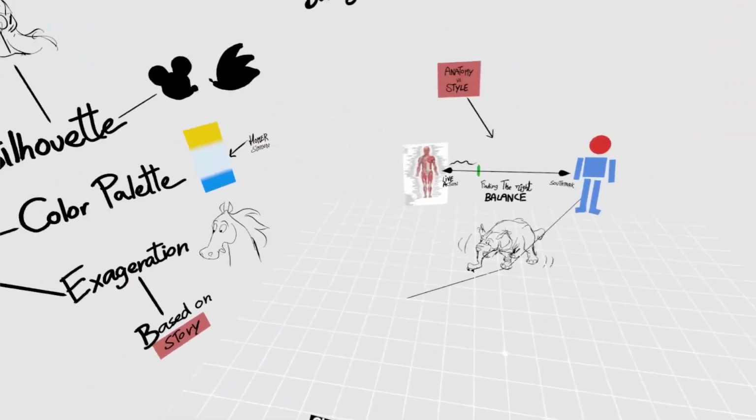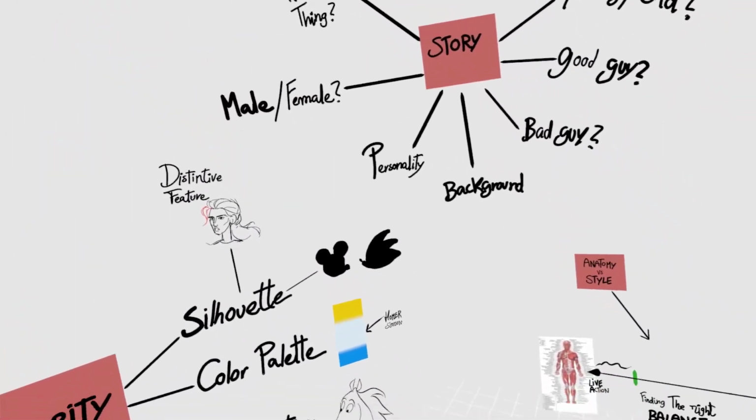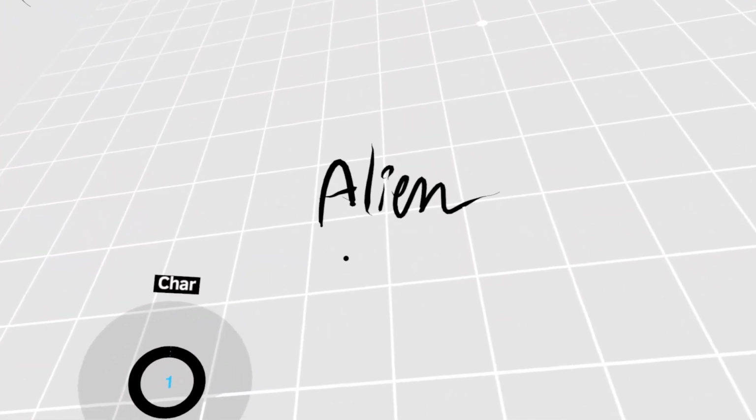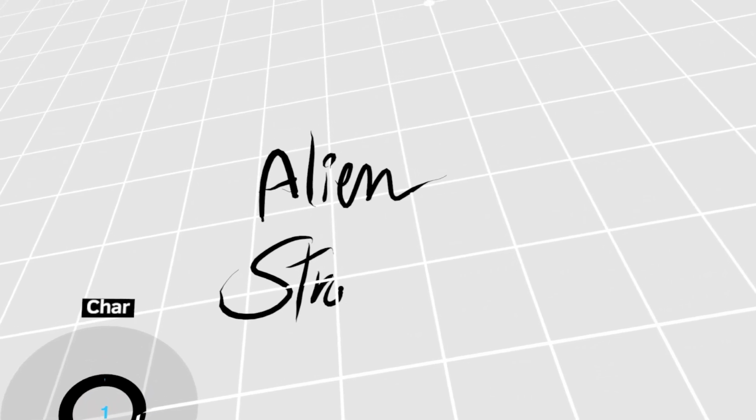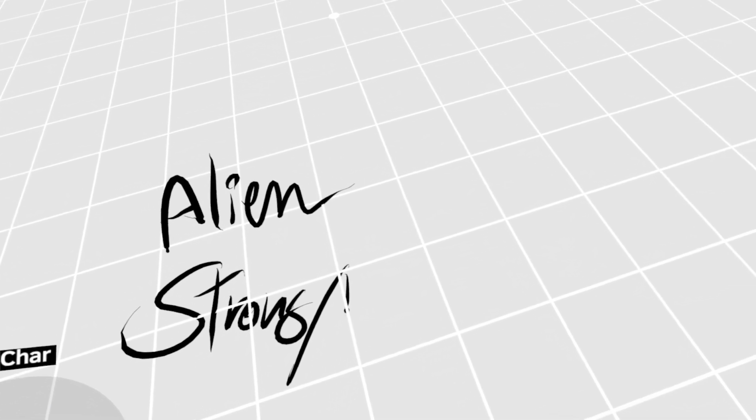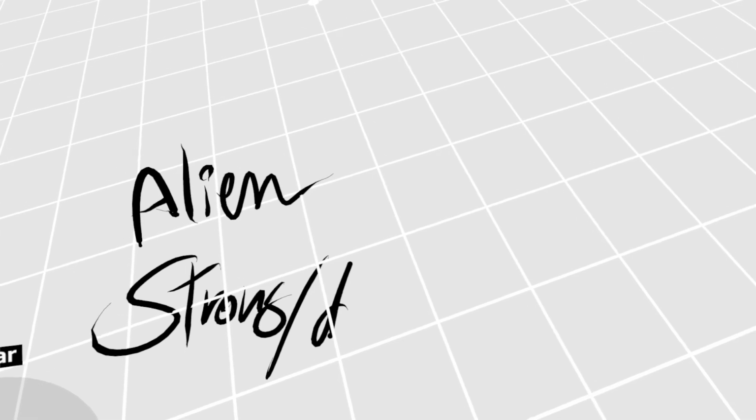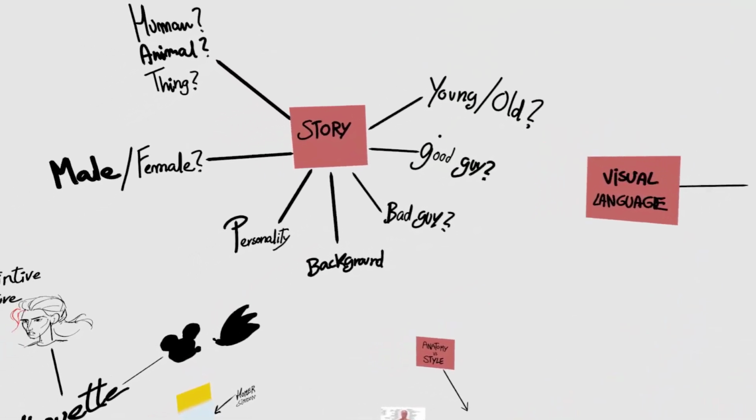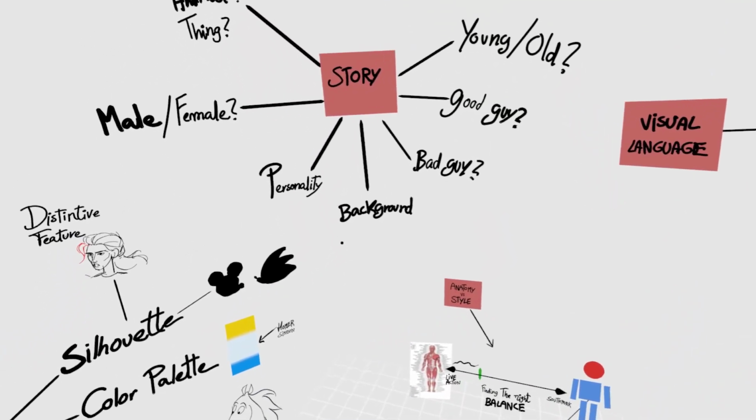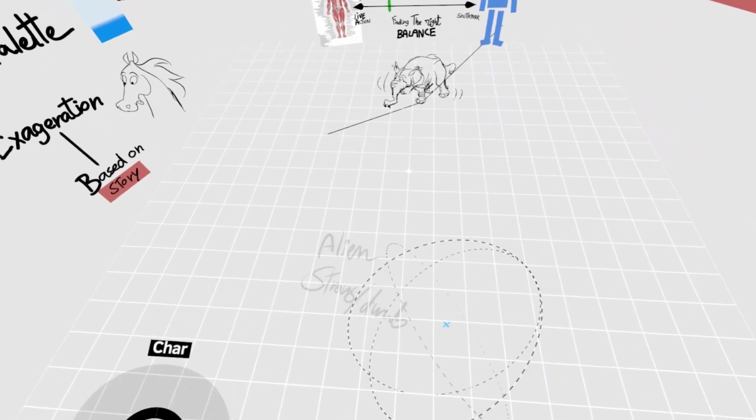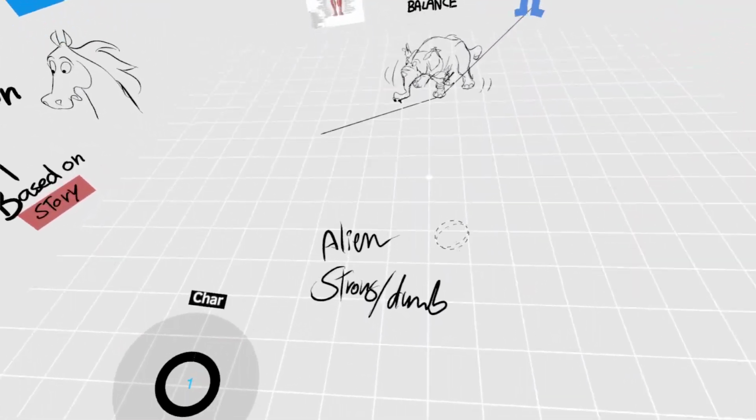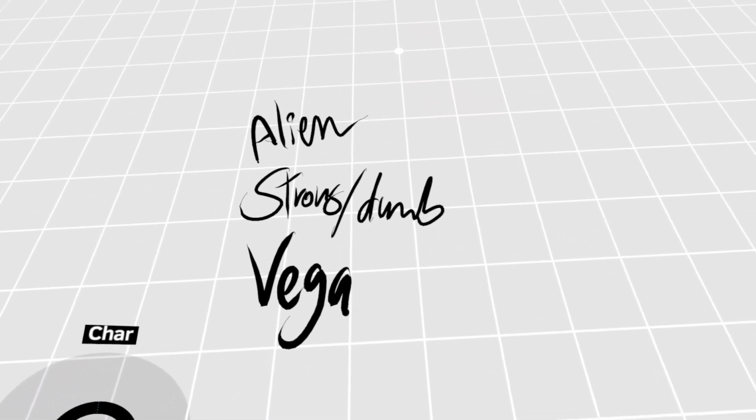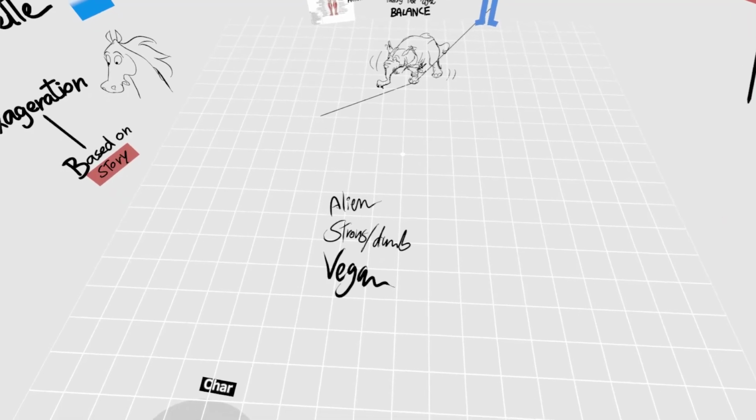What else? Personality, for example. Any suggestions? He's strong, but he's dumb. Okay, strong and dumb, I love that. Strong and dumb. Let's say he's got a bit of a belly. And a background, any profession, any lifestyle, any background that we can think of. He's vegan. Awesome, I love that.